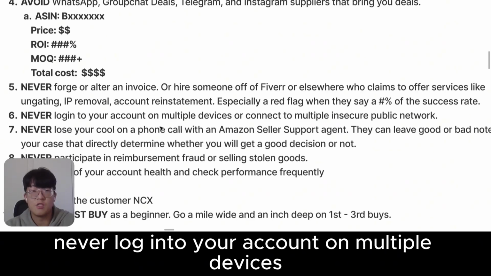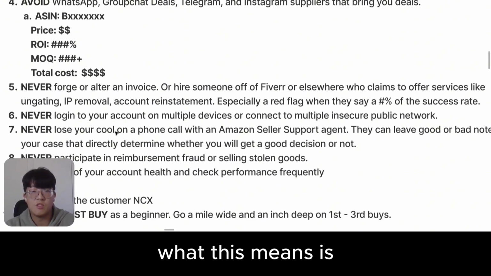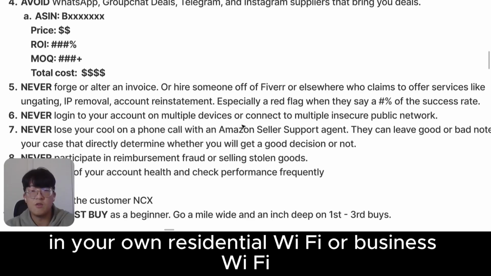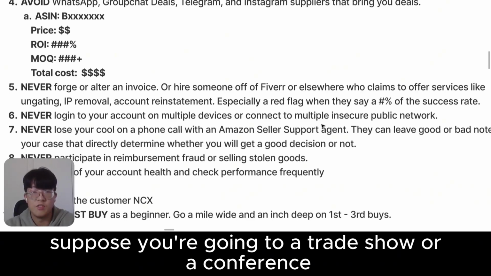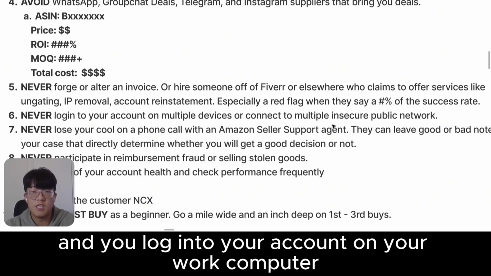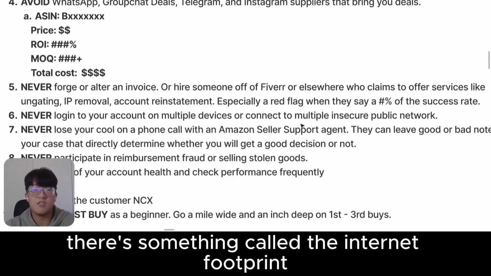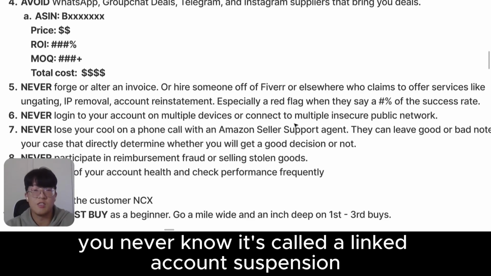Number 6, this one is very sneaky, so pay attention. Never log into your account on multiple devices or connect to multiple insecure public networks. What this means is you should only log into your account on your own computer, on your own residential Wi-Fi or business Wi-Fi, in a designated location. Do not connect to a public network. Suppose you're going to a trade show or a conference, or you are at work and you log into your account on your work computer. This is not allowed. Do not ever use your primary login account to do these things. There's something called the internet footprint, which Amazon tracks by linking you to someone else you never know. It's called a linked account suspension.